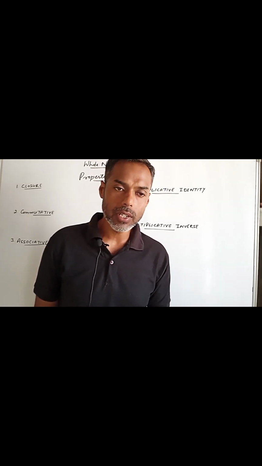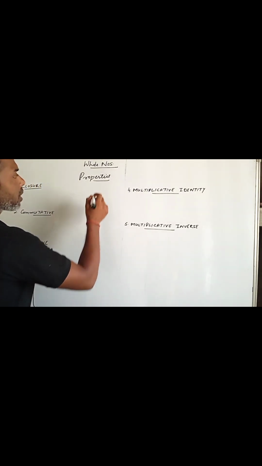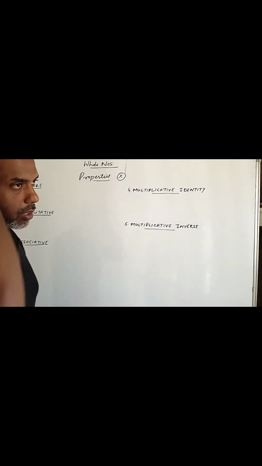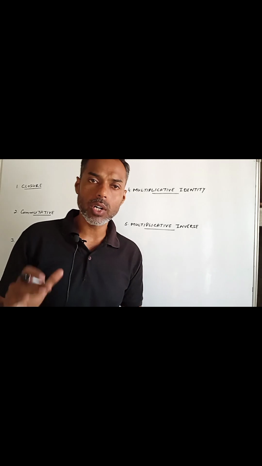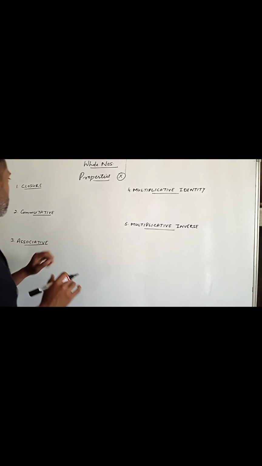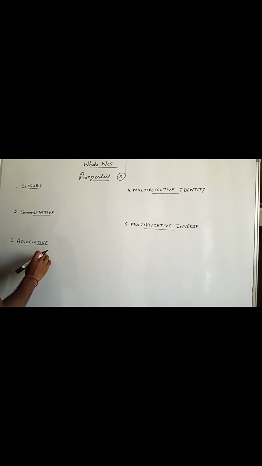So let us move on to the next property. Next we are going to learn the same properties under multiplication. It means when we are doing the multiplication of whole numbers, what are the properties that are holding? The first ones are the same: closure property, commutative and associative. All these are the same here also.